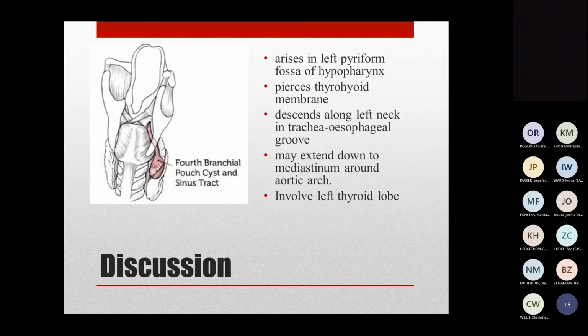Fourth branchial cleft cysts typically arise within the left piriform fossa of the hypopharynx. They pierce the thyrohyoid membrane and then descend along the left neck in the tracheoesophageal groove. They typically involve the left thyroid lobe, but may extend more inferiorly into the mediastinum and even surround the aortic arch.